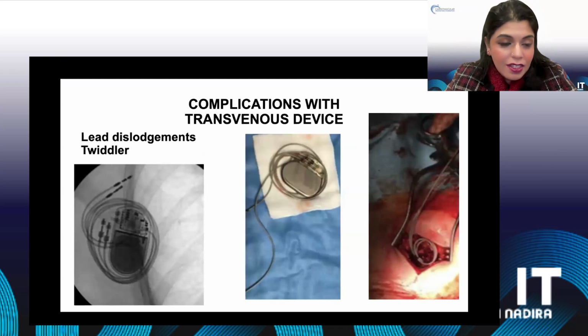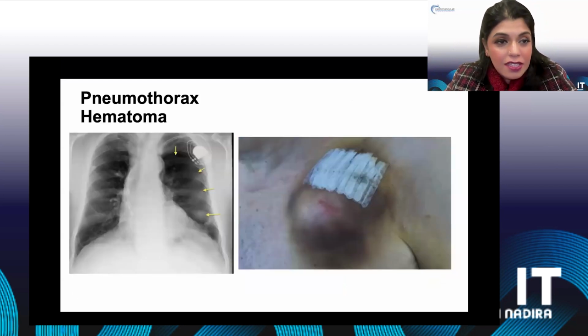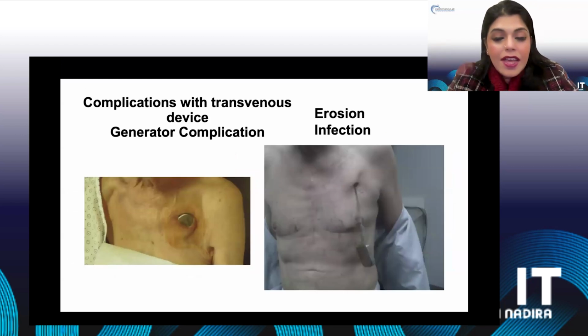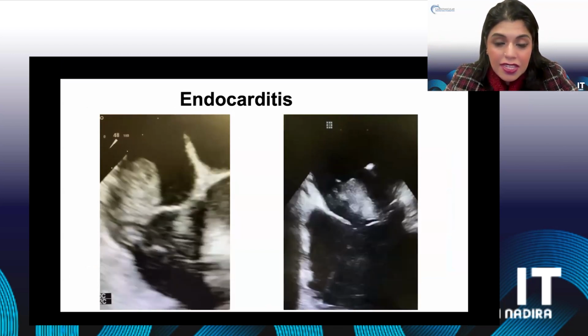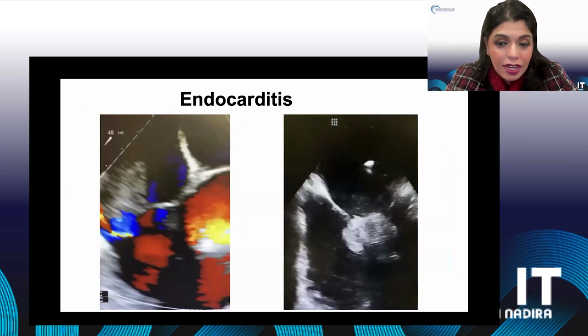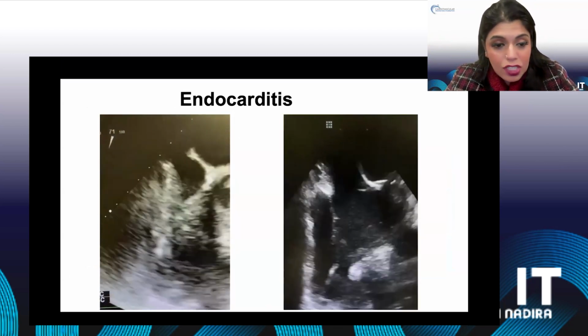I have to say the one on the left was the easiest extraction I ever did. It was one and done. But these are things that happen, whether it's pneumothorax or hematoma. These are all concerns that we have as we implant transvenous devices. Erosion is an issue, especially in very thin patients. Infection, whether it's pocket infection or endocarditis. These are things that we constantly deal with in transvenous devices.